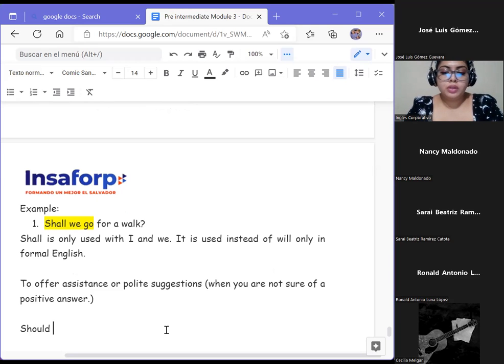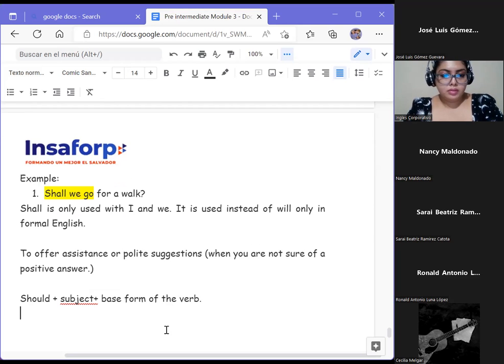We have the structure should plus subject plus base form of the verb. And we have the example. Should I call a doctor? So we have this question. Should I call a doctor? Es como, vamos a llamar a un doctor, puedo llamar a un doctor, voy a llamar a un doctor.